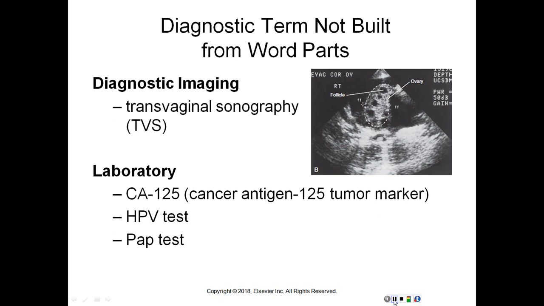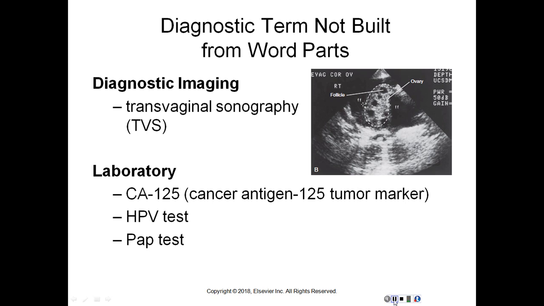CA-125 test, blood test primarily used to monitor treatment for ovarian cancer and to detect recurrence once treatment is complete. So CA stands for cancer antigen 125. This is a protein found in the surface of most ovarian cancer cells and is released into the bloodstream.